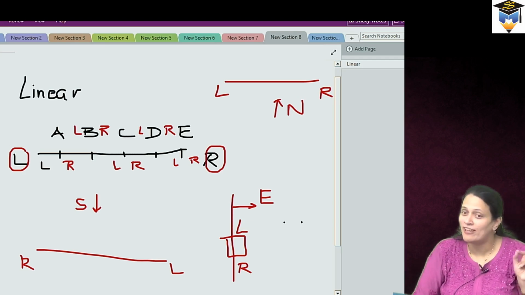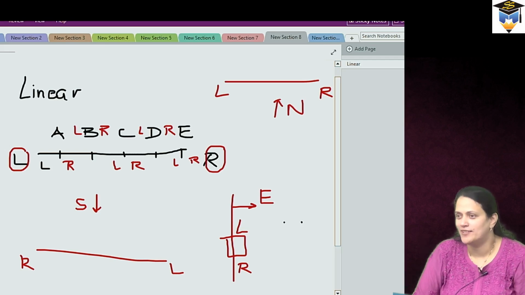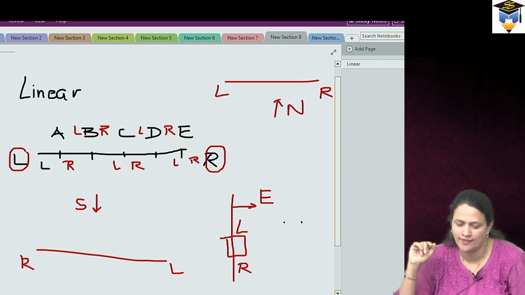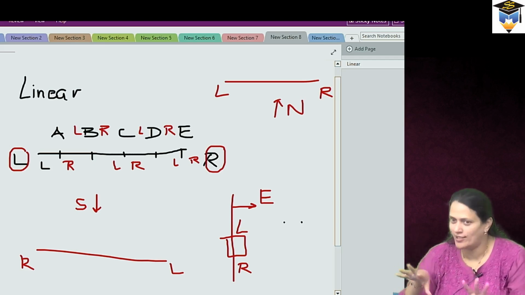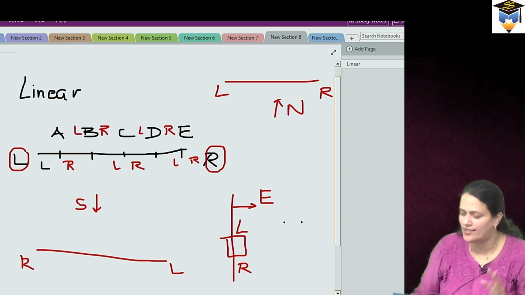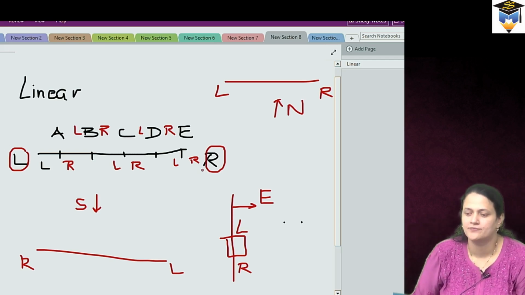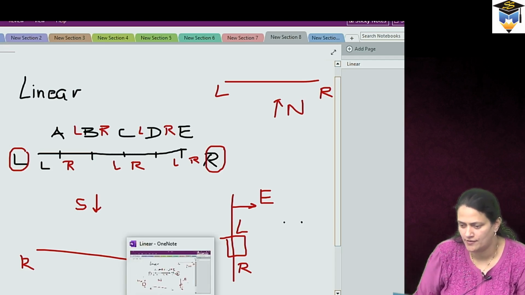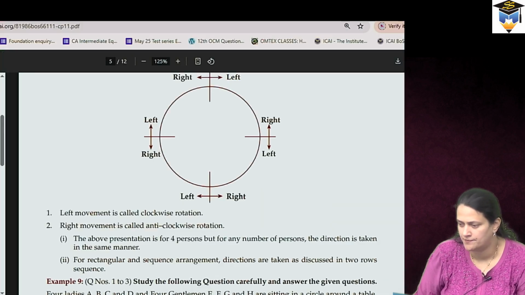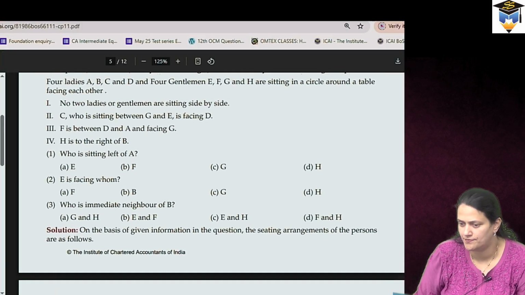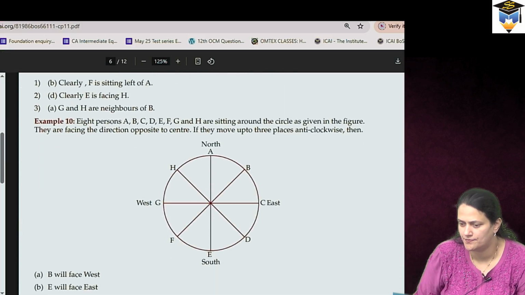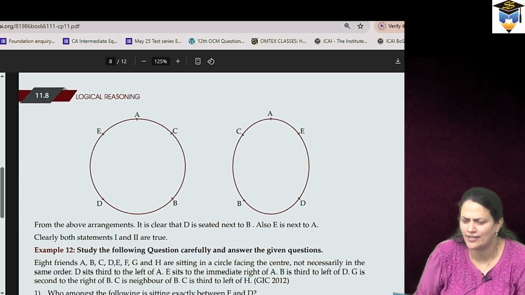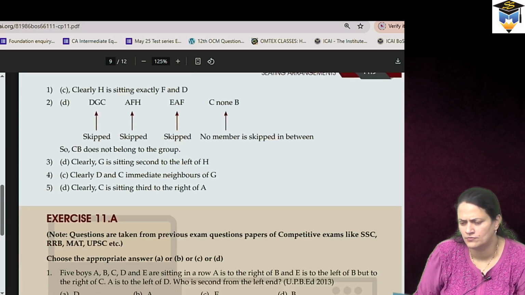So this seems to be very easy, but it is not that easy. It can be confusing. We'll see the exercise, then you will understand. It seems very easy, you understand everything right now, but when solving there is a problem. Okay, finished writing this? Let us directly go to exercise.